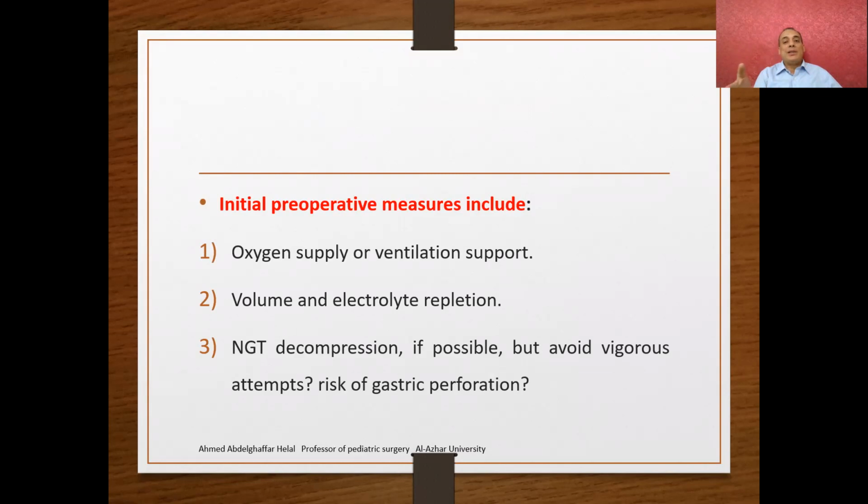Volume and electrolyte replacement is mandatory. Nasogastric tube decompression: if possible, pass a nasogastric tube to decompress the stomach, it's very good. However, avoid vigorous attempts to pass the nasogastric tube to avoid the risk of gastric perforation. So please try for nasogastric decompression if possible, but avoid vigorous trials because they are associated with high risk for gastric perforation.